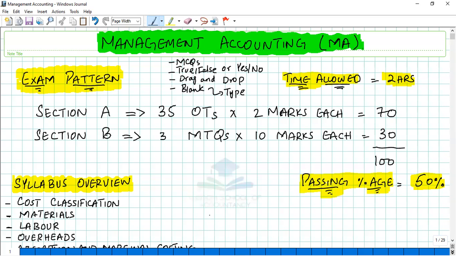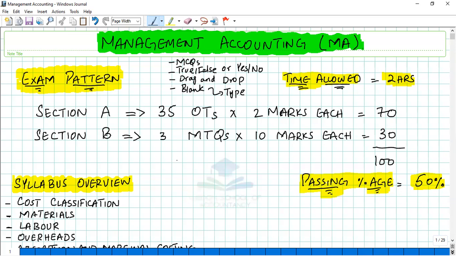Next comes section B of the exam. Now in section B, there will be 3 multitask questions. Now what do multitask questions mean? In a multitask question, there will be a scenario. There will be a case scenario that will be given to you, and you will be asked questions related to that scenario. So it means there will be 3 multitask questions, so 3 different scenarios, and the questions will be related to those scenarios.